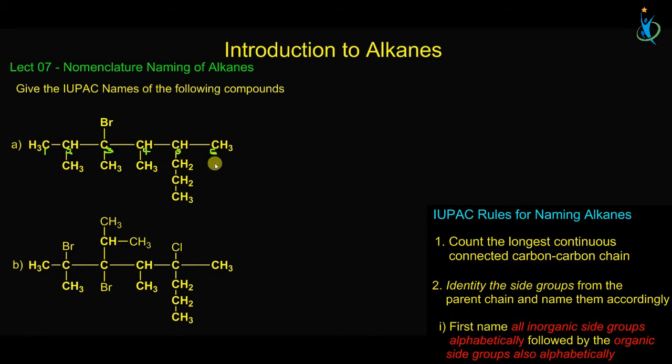If you start counting from the straight direction, for the parent name we have to write the longest continuous connected carbon, and here we have counted 6 carbons in that straight manner. And then we explore other branches and see whether we can get anything more. When we explore this branch, 1, 2, 3, we have 3 carbons, which is too small compared to the 6 carbons, so you will not consider that.